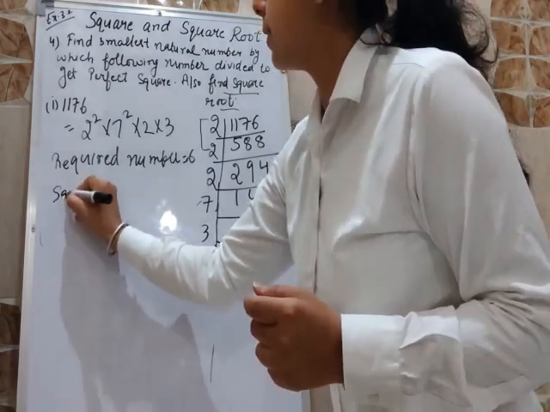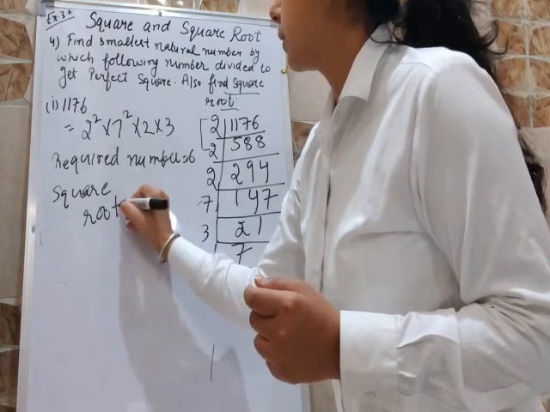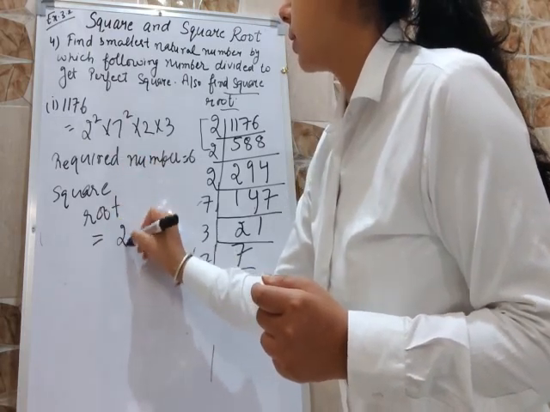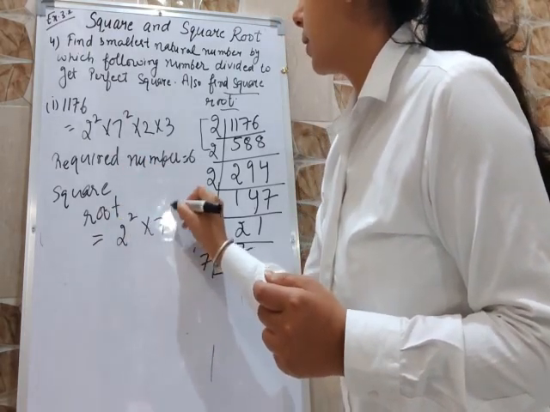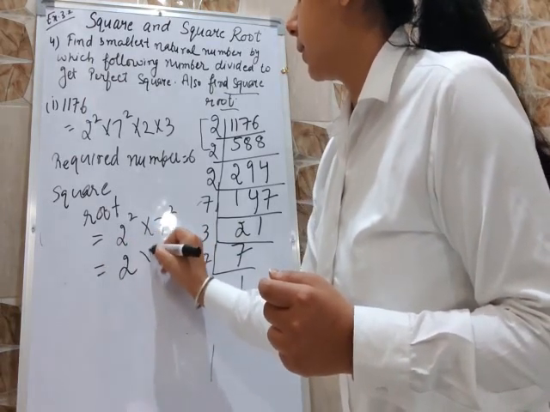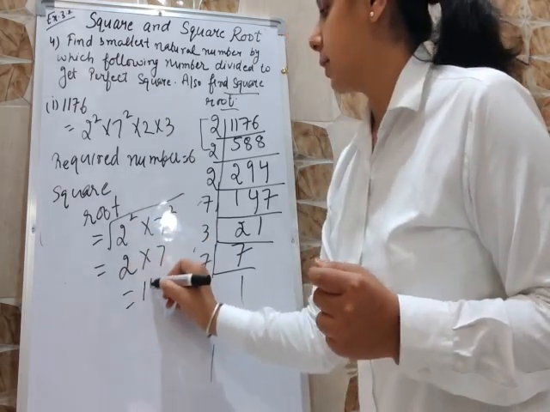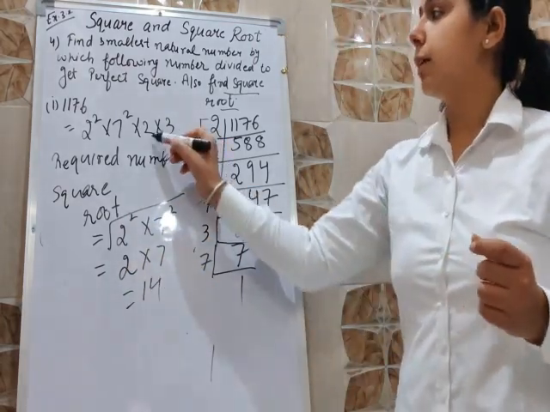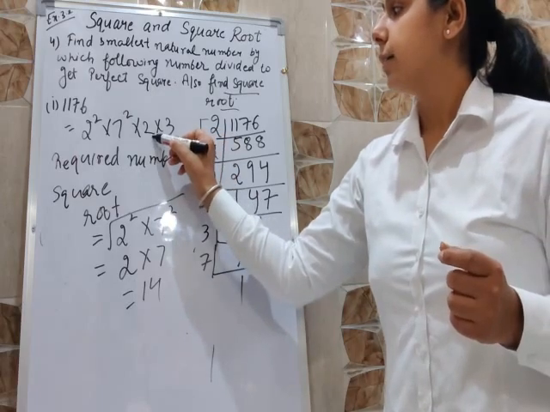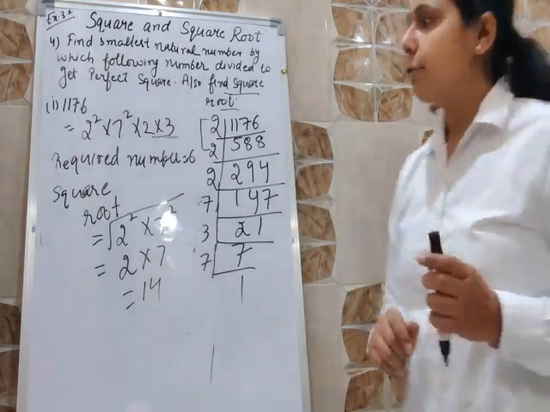So you can write here square root of 2 square and 7 square, that is 2 multiply 7 is 14. Because this number we already divided. So this is the fifth.